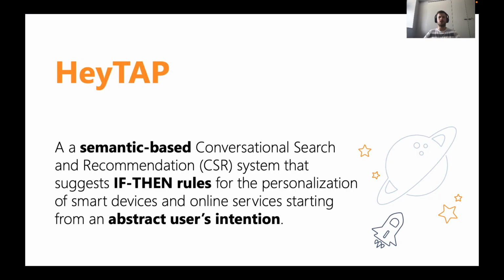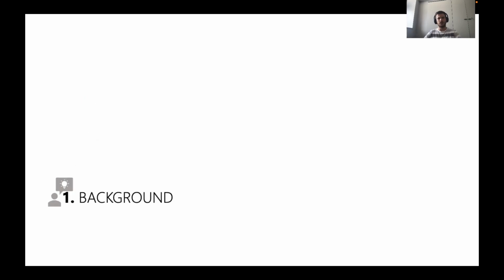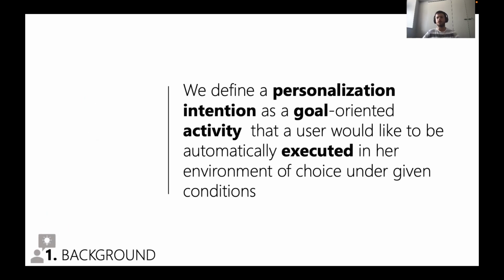Stemming from this challenge, we developed ATAP, a conversational and semantic-based recommender system able to map an abstract intention of the user to a set of if-then rules that can be executed over real devices and services in the user context. So to start introducing ATAP, let's start with some background information. In particular, it is important to understand what is a personalization intention. We defined it as a goal-oriented activity that a user would like to be automatically executed in her environment of choice, either physical or virtual, under given conditions.